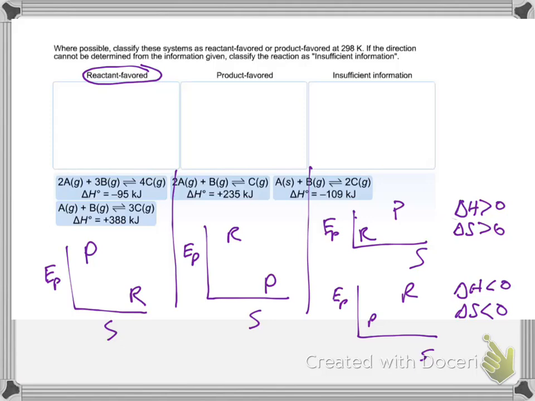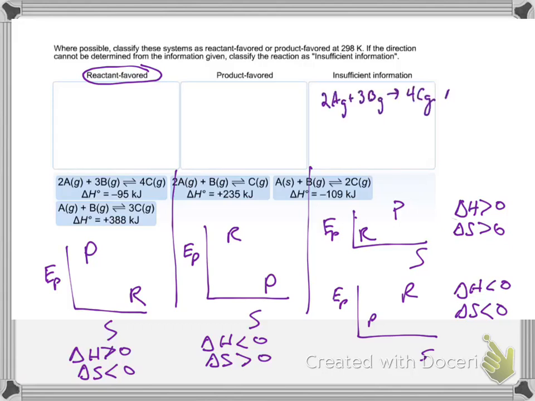And now we just need to assign which one of these reactions are which. So let's do that. So here we have delta H less than 0, but delta S greater than 0. And here delta H greater than 0, but delta S less than 0. So when they have different signs, they're in the always never category. Alright, so not enough information is when they have the same sign.